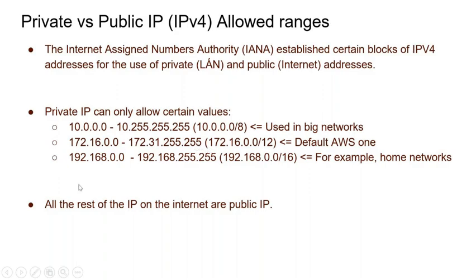And the remaining one is 192.168.0.0 to 192.168.255.255. This is the range we mostly see in our homes. Even if you test right now with ipconfig, your private IP address will come in this range only. You should understand that. All the rest of the IPs on the internet are public IP. So other than these three ranges, everything else comes under public IP, and public IPs are used for internet purpose only. So that is about private and public IPs.